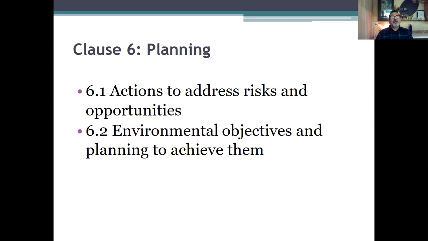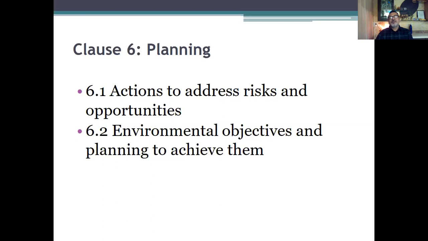Clause number 6, planning. 6.1, action to address risks and opportunities. This clause replaced preventive action in the 2015 revision of the 14001 standard. The standard states that the organization should establish, implement, and maintain the processes required to address the requirements of the whole of the planning section itself.